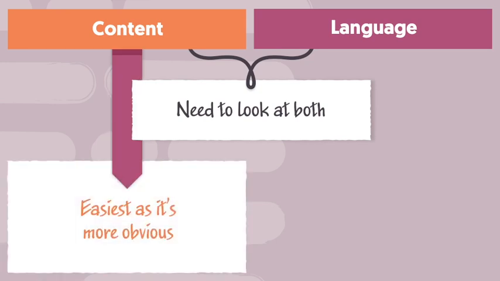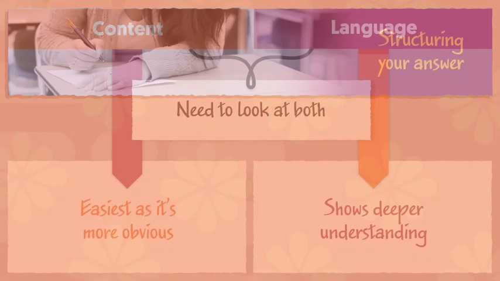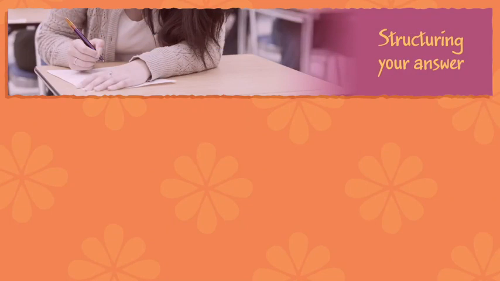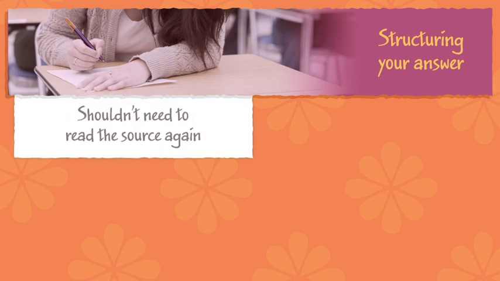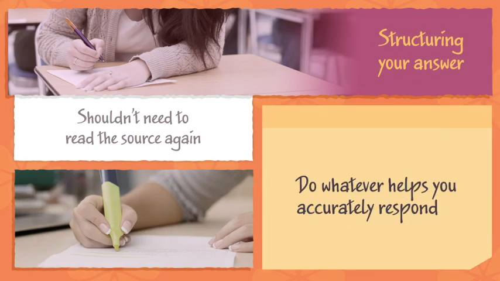Content is the easier of the two to comment on because it's more obvious. When you comment on language, though, you're showing off a deeper level of understanding to the examiners. So now we've looked at and broken down the question, let's move on to how to structure your answer. As you'll have already read through source A once by this point in the exam, you shouldn't need to do so again. But you might feel you'd benefit from spending some time highlighting the extract for evidence in relation to the question, to help direct your focus. This is fine, you should do whatever is going to help you accurately respond to the question.